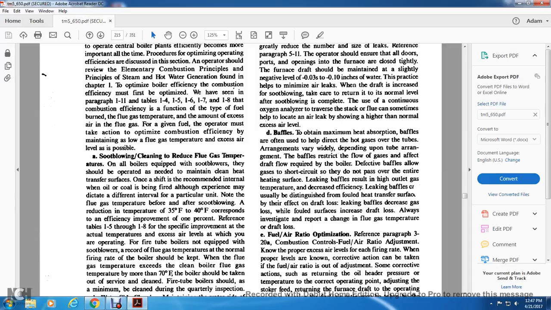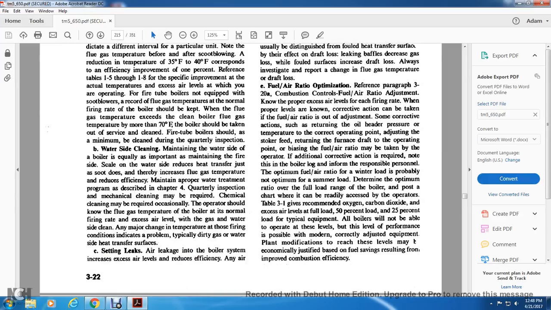Leaking baffles result in a high outlet gas temperature and decreased efficiency. Leaking baffles usually can be distinguished from fouled heat transfer surfaces by their effect on draft loss. Leaking baffles decrease the gas draft loss, while fouled surfaces increase the draft loss. Always investigate and report changes in the flue gas temperature and draft losses.